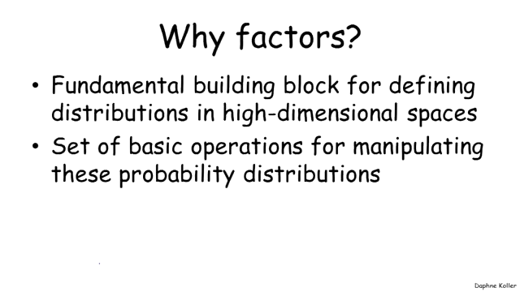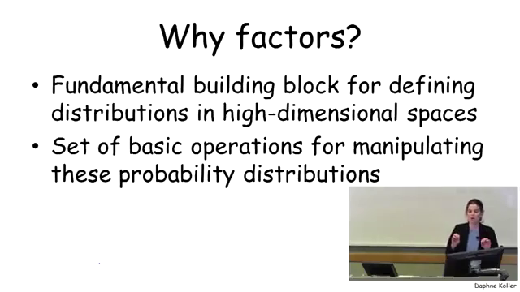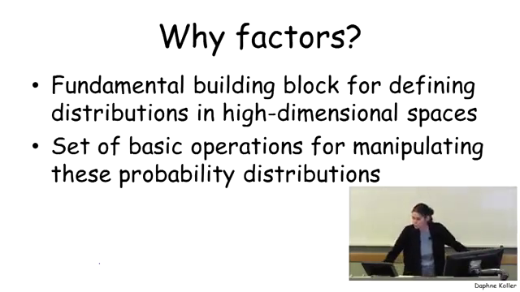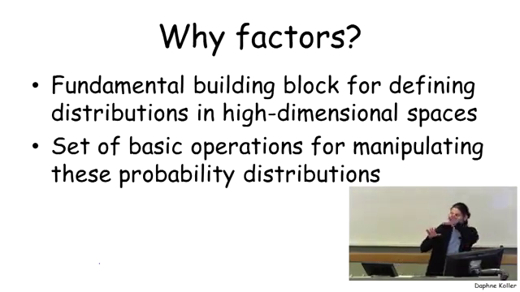Now, why factors? It turns out that factors are the fundamental building block in defining these distributions in high-dimensional spaces. That is, the way in which we're going to define an exponentially large probability distribution over n random variables is by taking a bunch of little pieces and putting them together by multiplying factors in order to define these high-dimensional probability distributions. It turns out also that the same set of basic operations that we use to define the probability distributions in these high-dimensional spaces are also what we use for manipulating them in order to give us a set of basic inference algorithms.